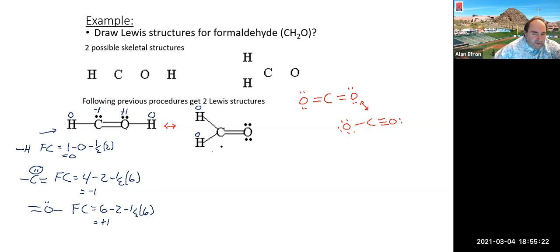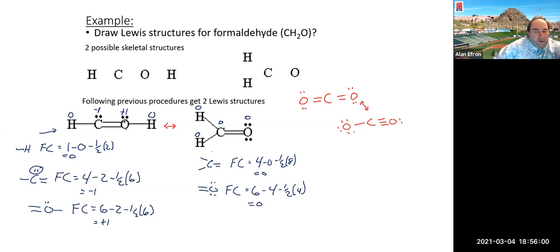Finishing out our formal charges on the one on the right, we have a carbon that's got basically 2 bonds and a double bond. So that's going to be 4 minus 0 minus 1/2 of 8. And that is going to give us a 0 in terms of the formal charge. And our double bonded oxygen, like we saw previous, is going to be 6 minus 4 for the non-bonding electrons or the dots, minus 1/2 of 4. That's going to be 6 minus 4, which is 2, minus 2 basically is 0.